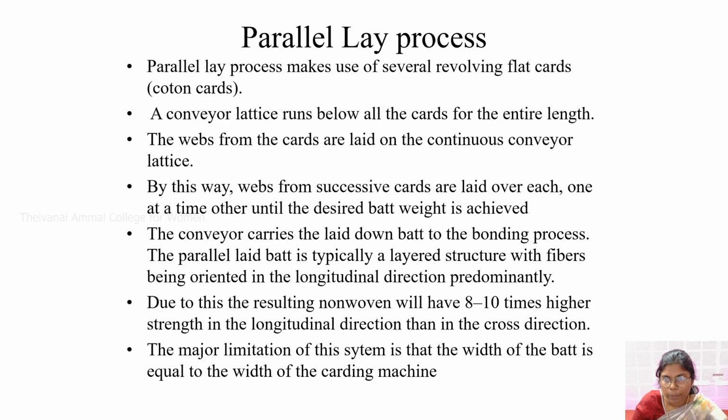Moving on to the parallel lay process. In the dry laid process we have parallel lay and cross lay. In the parallel lay process we have several revolving flat cards. A conveyor lattice will run below all the cards for the entire length. The web which comes out from the carding machine is laid over the conveyor lattice. In this way, successive webs are laid one over the other, and by this we get a batt. A batt is nothing but the web laid one over the other. The conveyor carries the laid down batt to the bonding process.